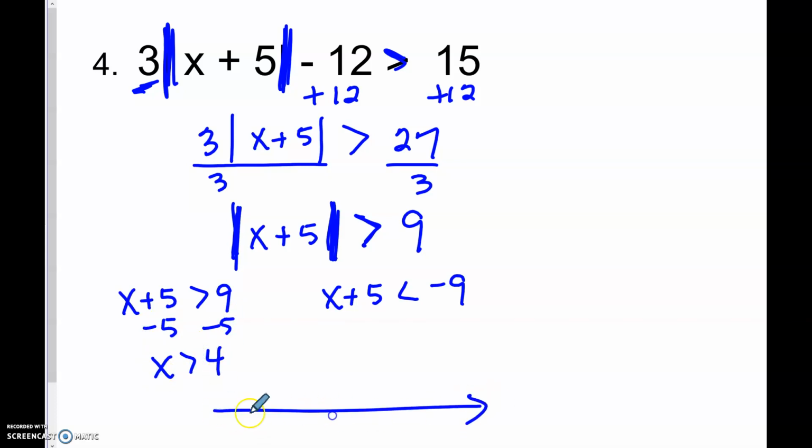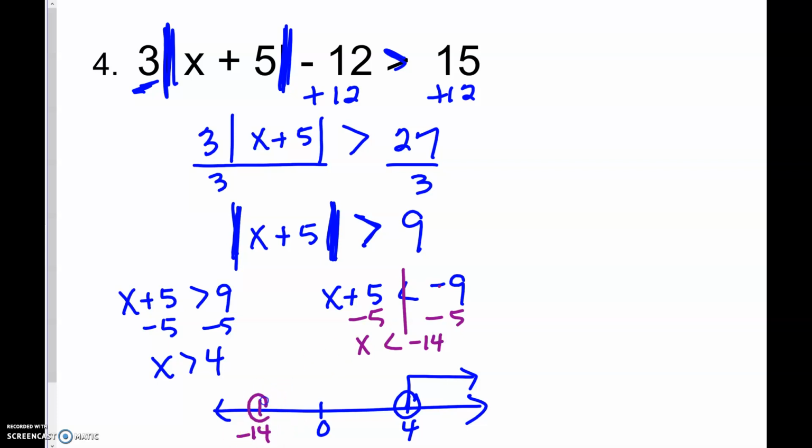So on my number line here, I've got 0, 4. This is going to be an open circle at 4 because there's no line underneath it. It just says greater than, so we're going to go to the right. And in my second case over here, I'm going to subtract 5, subtract 5. Please use your calculator. So when we take negative 9 minus 5, we get a negative 14.